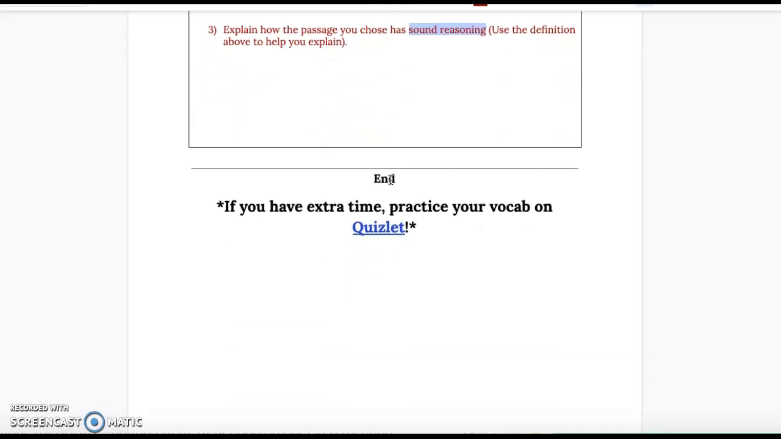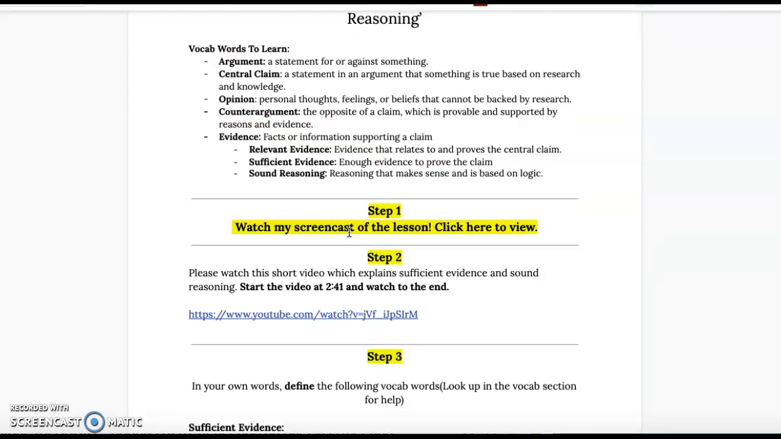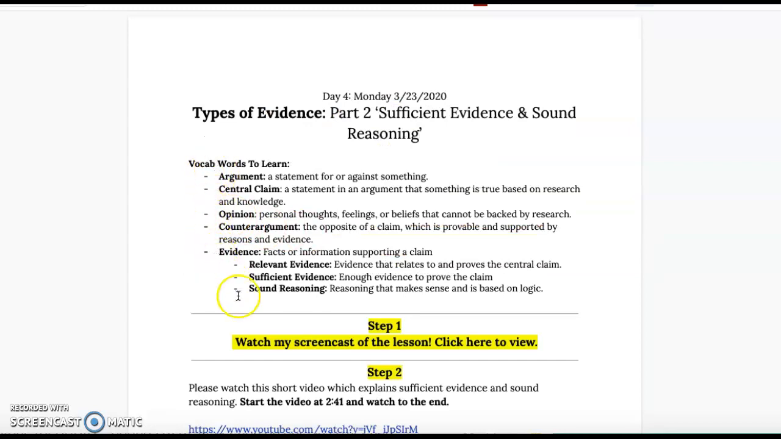And that is it for today. Please go on to Quizlet and practice these vocab words. Okay, we will be having an interim assignment that will be scored on Synergy this week.